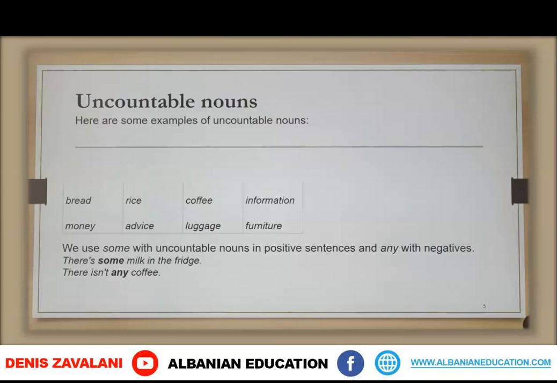Here we have some examples for uncountable nouns. As we said before, bread is uncountable, rice, coffee, money, advice, luggage, information, furniture. So all of these nouns cannot be counted. So we can use some with uncountable nouns in positive sentences and any with negatives. So for uncountables in positive sentences, we use some, and in negative sentences, we use any. Also, in question form, we use any too. For example, there is some milk in the fridge, there isn't any coffee left.